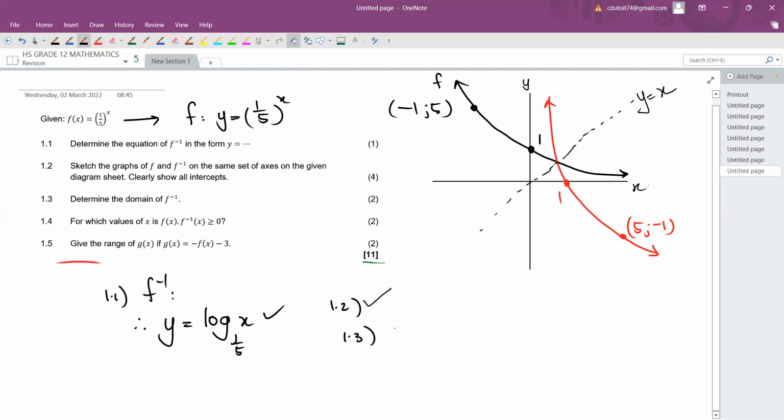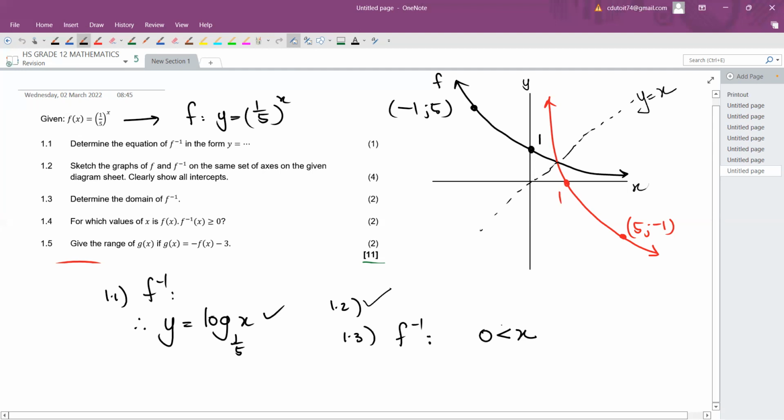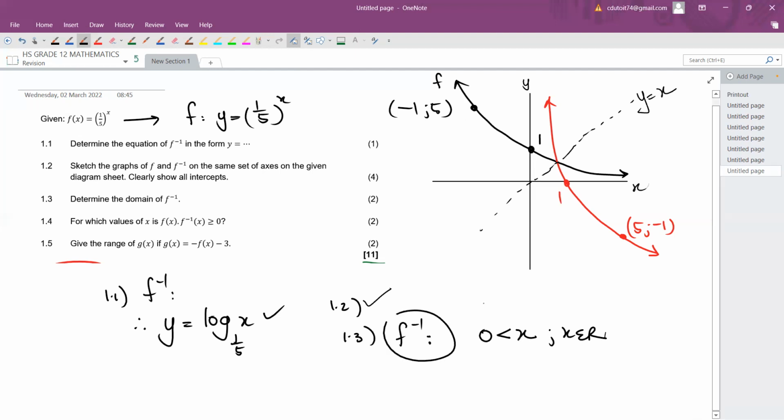1.3. What is the domain of f to the power of -1? Domain is what? X values, isn't it? Yes. So the domain is, if I look at that red graph, the x values are always larger than 0. Is that true? Yes. It doesn't touch 0 and it's real. It exists. So on the red graph, the x values are always larger than 0. So this was 1.3. Why is it 2 marks?